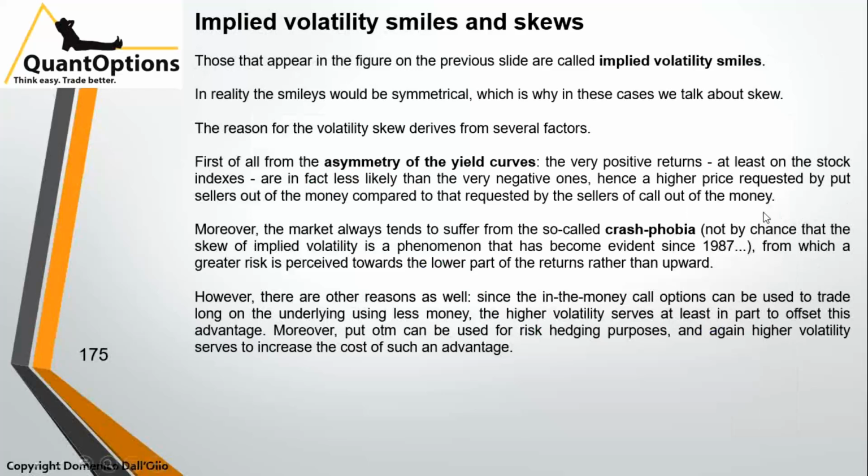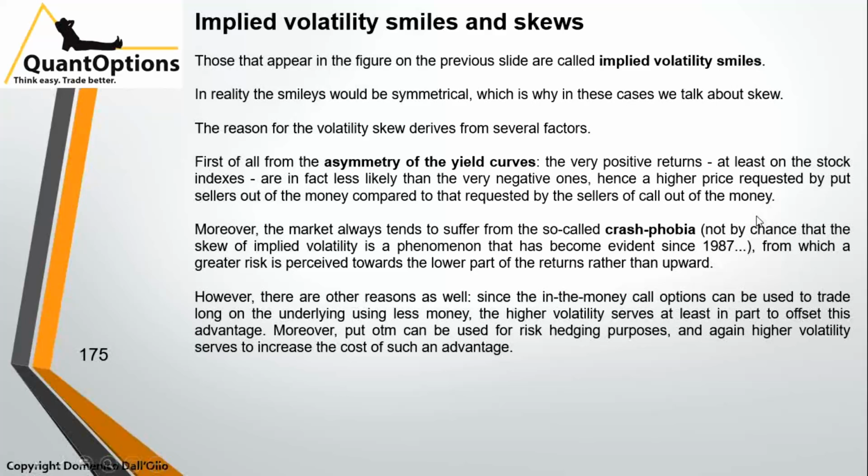Those that appear in the figure on the previous slide are called implied volatility smiles, but in reality the smiles would be symmetrical, which is why in these cases we talk about skews. The reason for the volatility skew derives from several factors. First of all, from the asymmetry of the yield curves. The very positive returns, at least on stock indexes, are in fact less likely than the very negative ones. Hence, a higher price requested by put sellers out of the money compared to that requested by the sellers of calls out of the money.